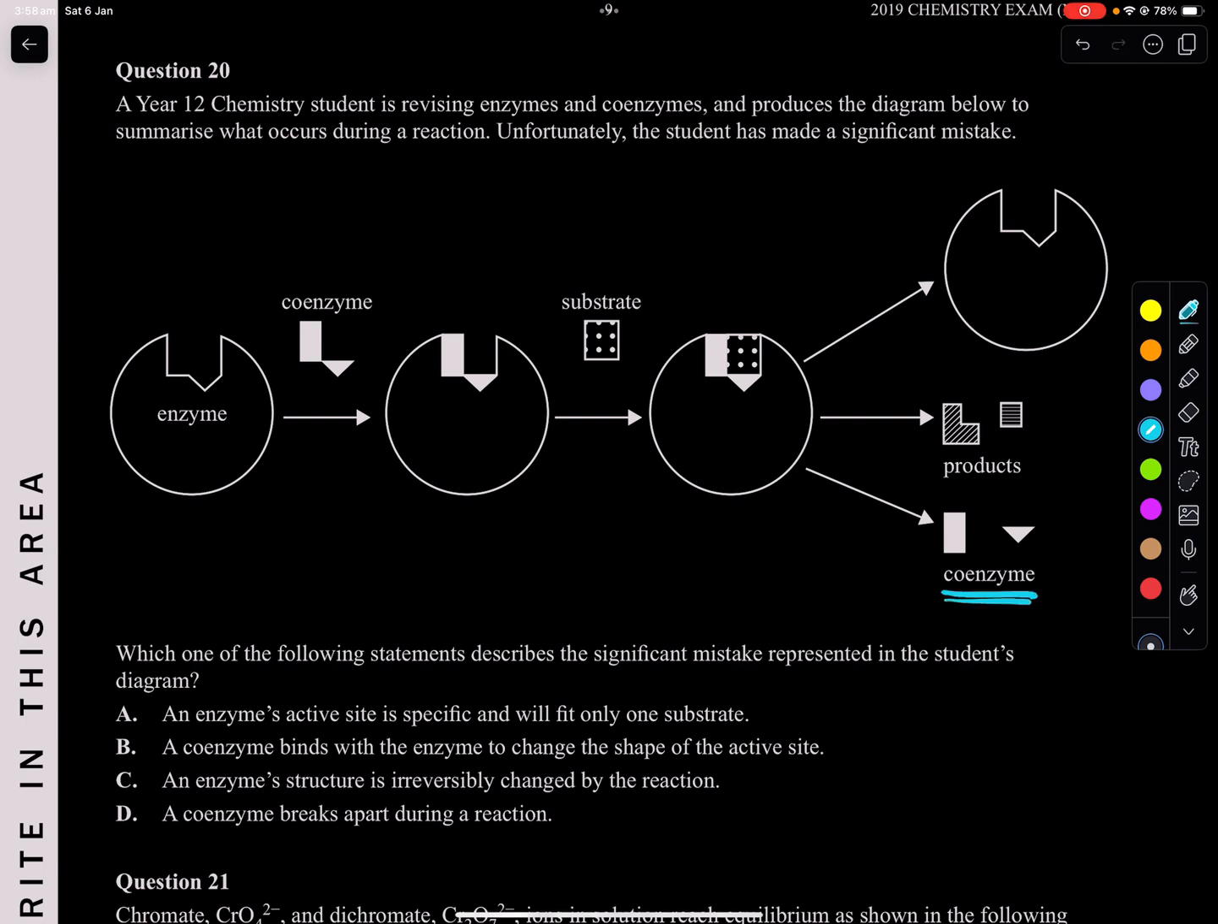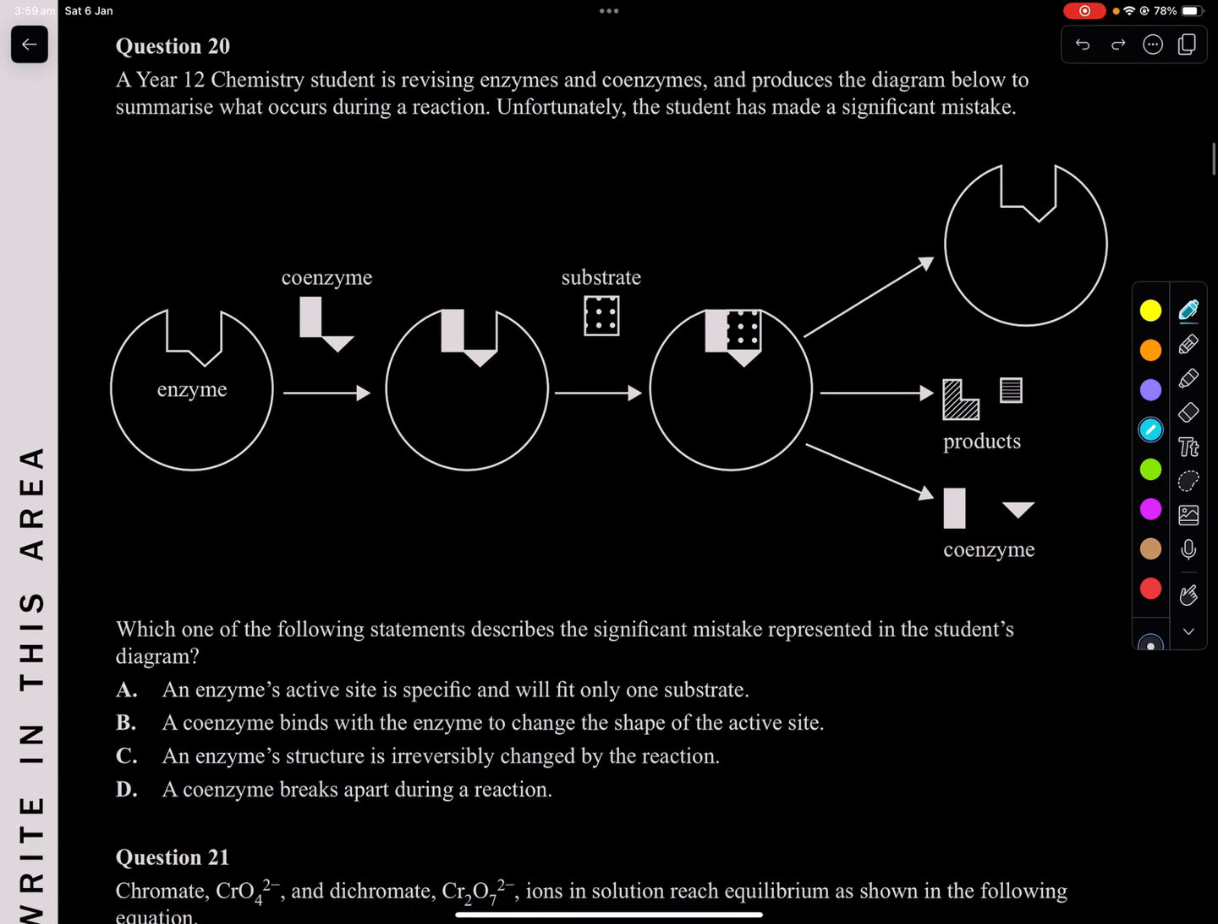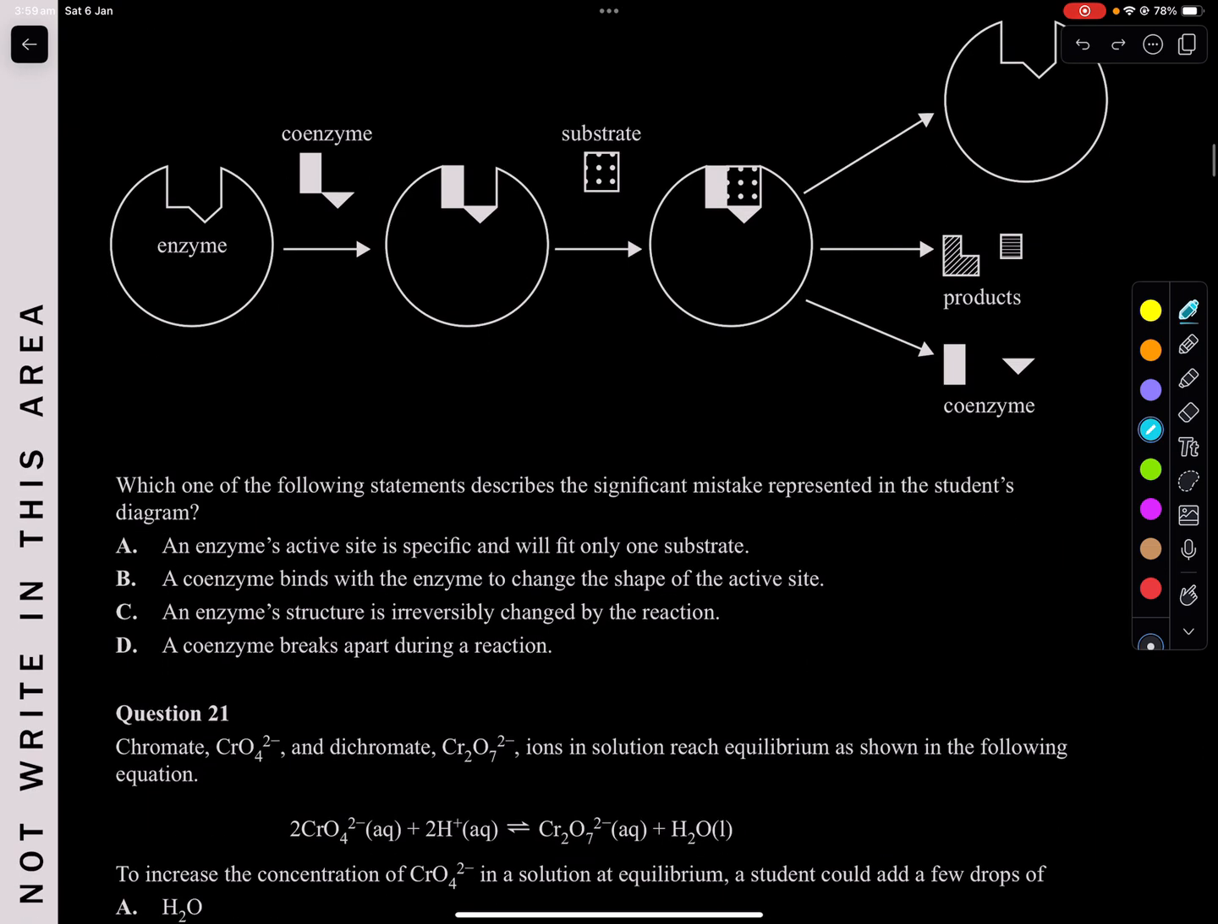Aha. Coenzyme. Why is the coenzyme broken down too? A coenzyme is not affected in a reaction. It comes out unaffected. So, for example, you know this enzyme here, it comes out unaffected. A coenzyme has the same thing. It should be not affected. Why is it broken down? Initially, it starts here and it's broken down. So, that's pretty much the mistake. Which of the following statements best describes the significant mistake represented in the student's diagram?